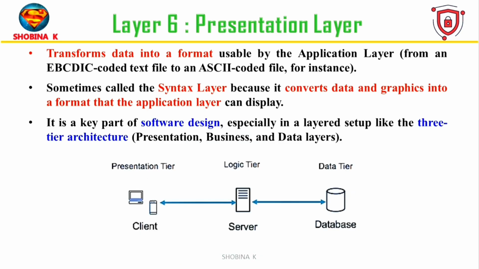The presentation layer is a key part of software design, especially in layered architectures like 3-tier model. The 3-tier architecture includes presentation layer, business layer, and data layer. That is, the presentation layer is the part of an app or website you see and interact with. It includes things like buttons, text, and images.